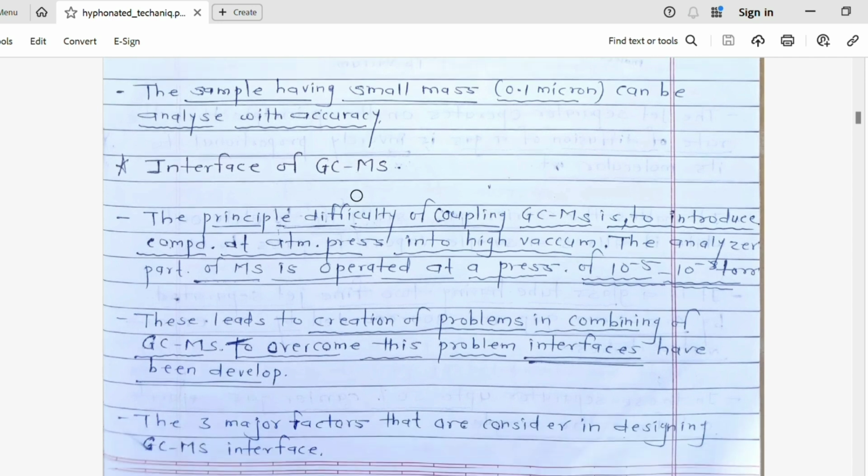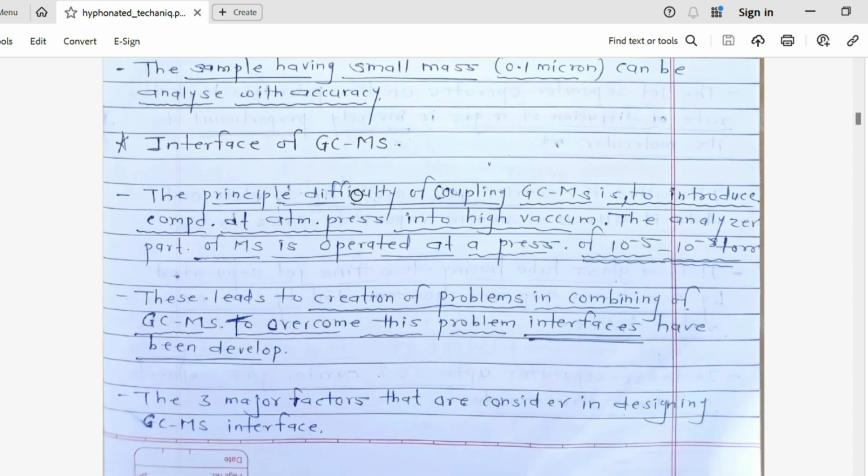What is the interface? The main and most important part of GCMS is the interface, because without the interface this technique is not possible. So what is the interface? Now in this topic we are going to see what the interface of GCMS is.